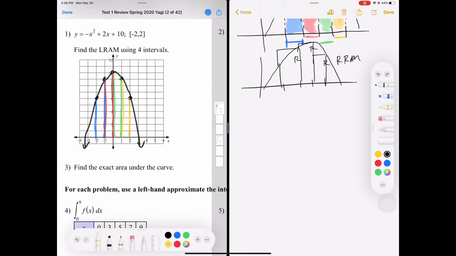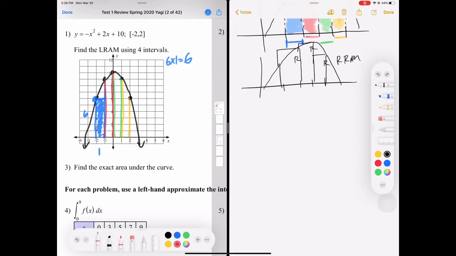Now for the first rectangle, I'm going to choose the left or right. We said left, so we use this point here to draw my rectangle. That's my rectangle. And so what's the base and height? The base is 1, the height is 6. So 6 times 1 is 6. That's my first value, my first rectangle.